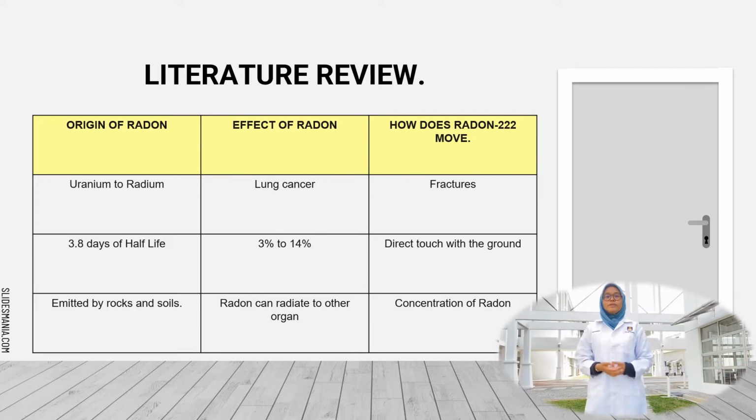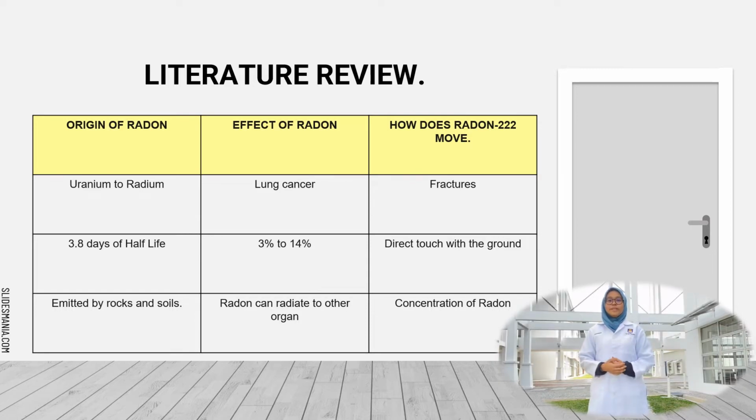Radon gas is a radioactive gas that has no smell, color or taste, which has a half-life of 3.8 days, is emitted by rocks and soil, and prone to concentrate in enclosed areas such as mines and homes. It contributes significantly to the ionizing radiation dosage received by the general public.